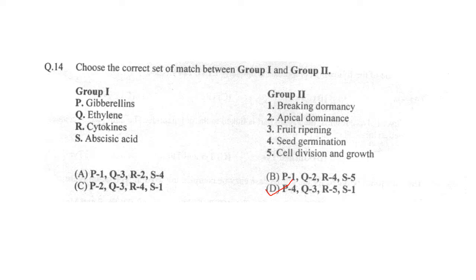But anyway, we will see for others also. Ethylene is a fruit ripening hormone. So Q3 is correct. Cytokinins are involved in cell division and growth. That is R5. Abscisic acid is involved in breaking dormancy. So S1. So answer is option D.